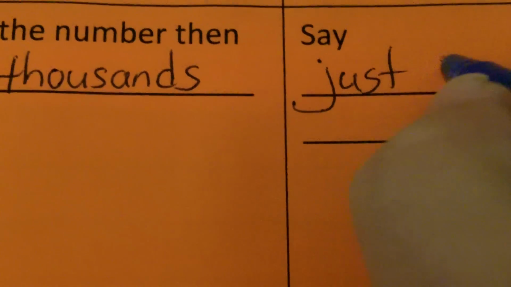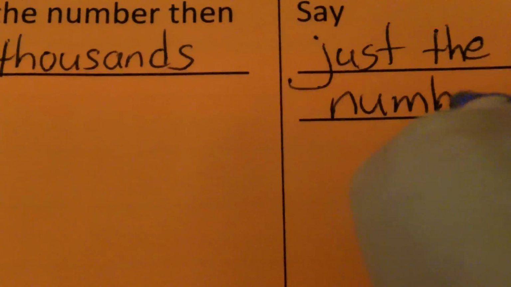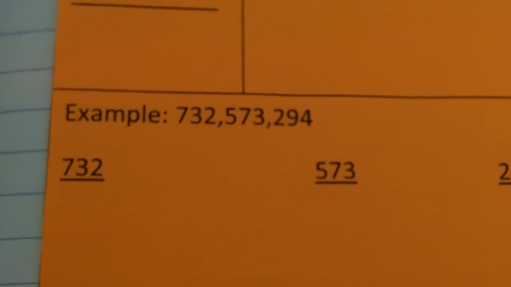Then you're going to say the next numbers, and it's in the ones period. So you are going to say just the number. And below what you've just written, I'm going to show you an example.